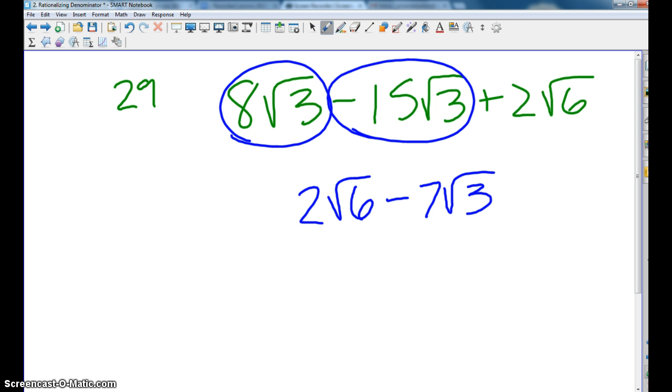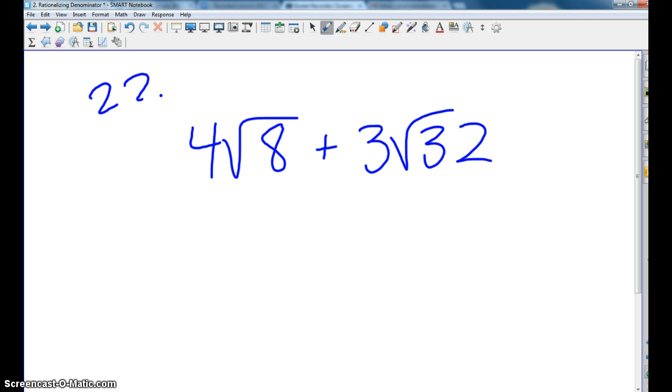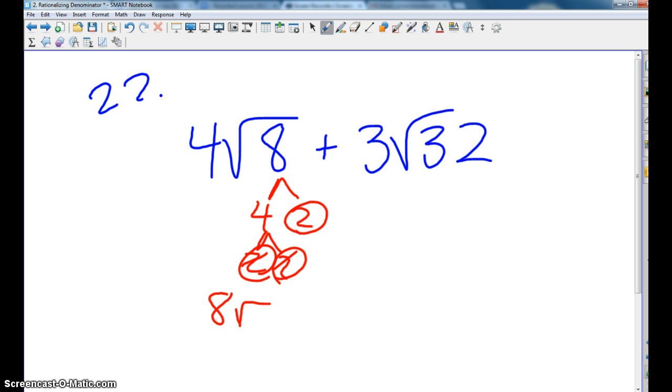On the back, 22. This one's a good one because you actually have to simplify and then add. All right. Neither of these are simplified. They both contain perfect squares. So we would do our little factor tree on here. 4 times 2, 2 times 2. What's the new version of 4 root 8? 8 root 2, because this escapes, 4 times 2 is 8. And a 2 is left over. Okay, so that's the new version.